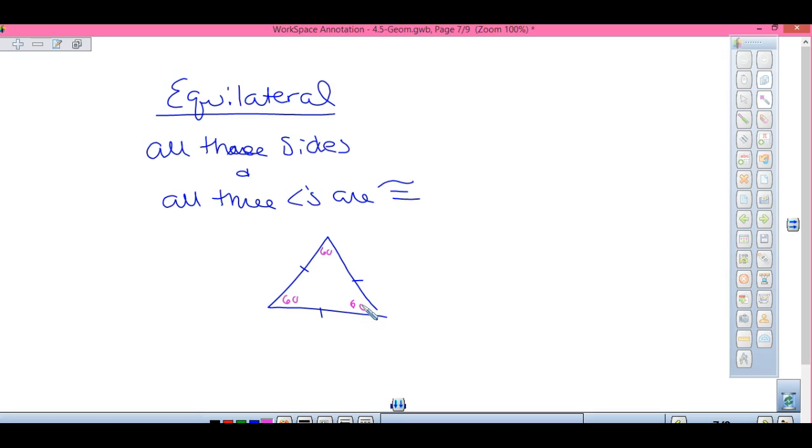So isosceles has how many congruent sides? 2. And if it's got 2 congruent sides, what else is congruent? The base angles. Yep, the base angles. How many sides of an equilateral triangle are congruent? All 3 sides, and all 3 angles are congruent, and they are equal to 60 degrees.